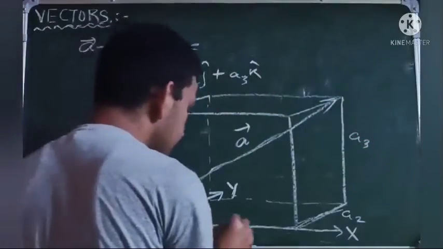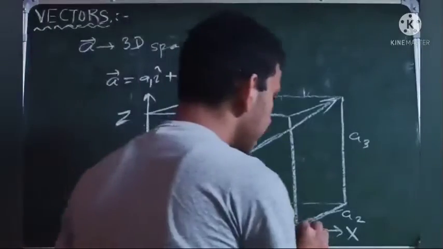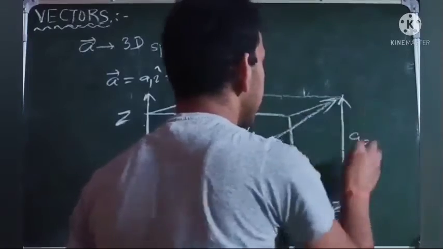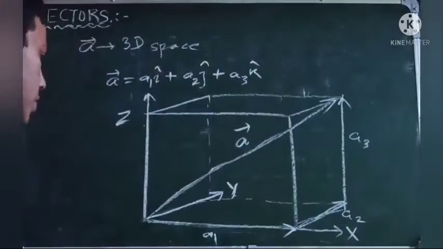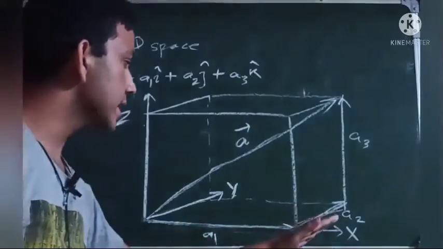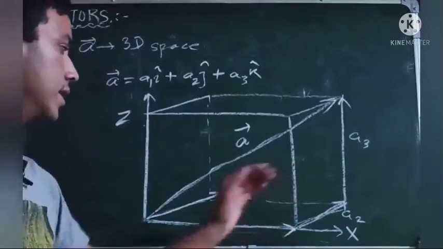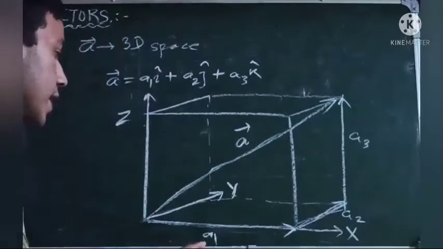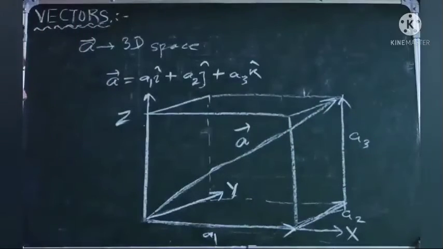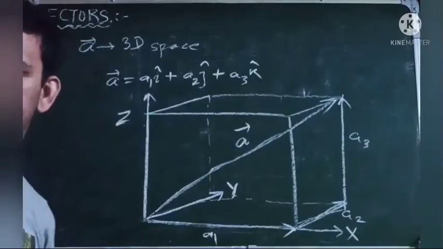Now this is a1 vector, this is a2 vector, and this is a3 vector. From triangle law of addition, you can see by head-tail combination we have a1 vector plus a2 vector plus a3 vector is going to be the resultant of these three vectors. This is a1 I cap, this is a2 j cap, this is a3 k cap. So we can understand this concept diagrammatically also.